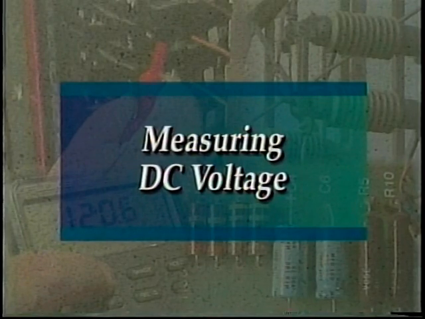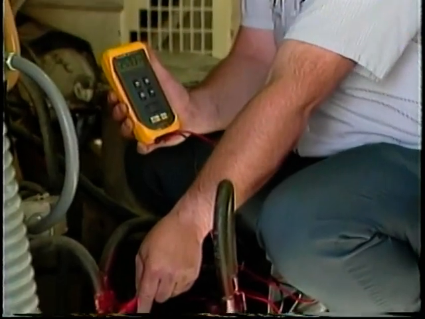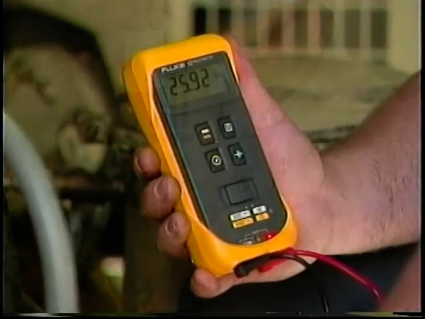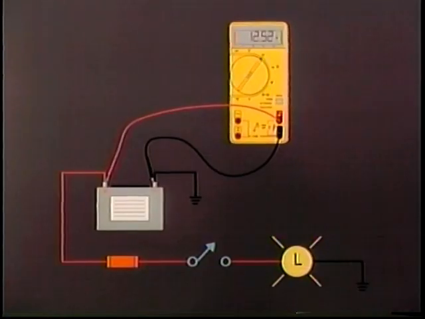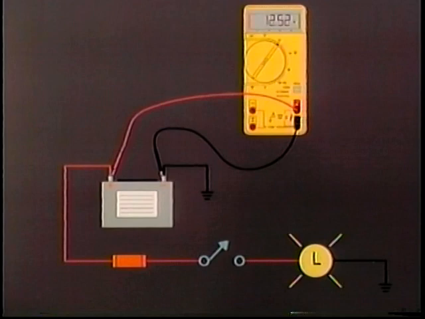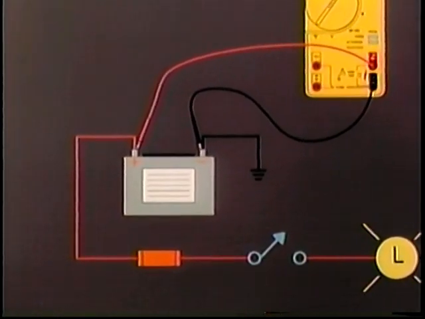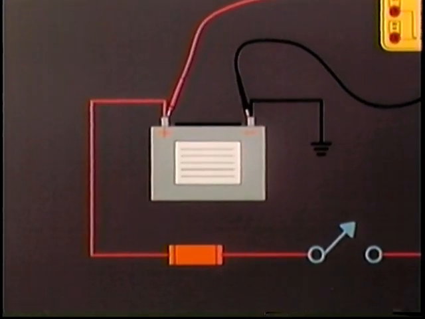Measuring DC voltage. When testing DC circuits, voltage readings are taken. Voltage readings indicate the presence or absence of voltage and the voltage level. A DC voltmeter is used to measure DC voltages. The voltmeter is connected directly across the part of a circuit requiring measurement.